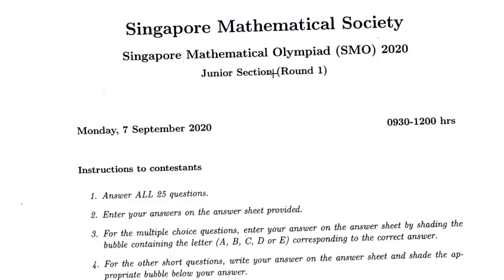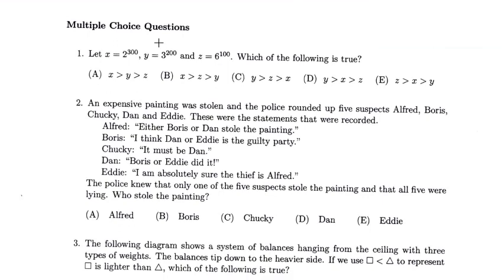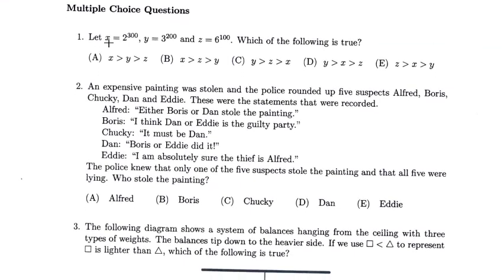Okay, so let's start. Problem number 1, multiple choice questions. Let x equal 2 to the power of 300, y equal 3 to the power of 200, and z equal 6 to the power of 100. Which of the following is true?